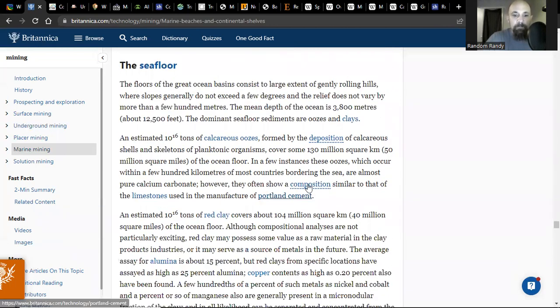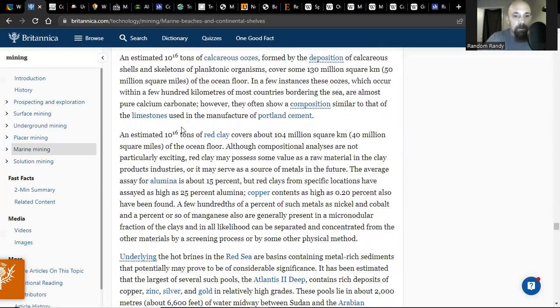Okay. So this underwater silt has a composition similar to that of the limestone used in the manufacture of Portland cement. Now, also red clay on the ocean floor. Okay. Aluminum is present, copper is present in that red clay. So these may be some of the reasons that you would want to reclaim some of that brickwork for later use, especially once you find out how to extract some of the minerals and metals from it, right?